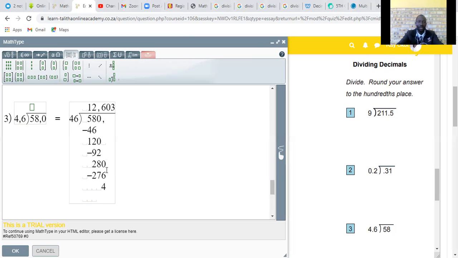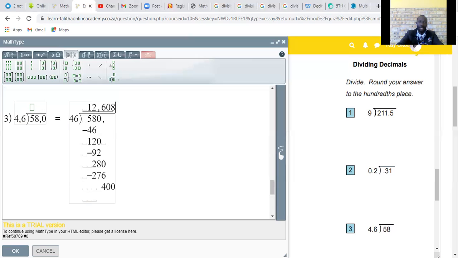In other words, 46 will go 0 number of times into 4. And that helps us to have a 0 here. Okay. Again, can 40 be divided by 46? No. We put another 0. Now we check. Now I want to check how many times will 46 go into 400? Well, into 400, 46 will go 8 times. So we have it here, 8.